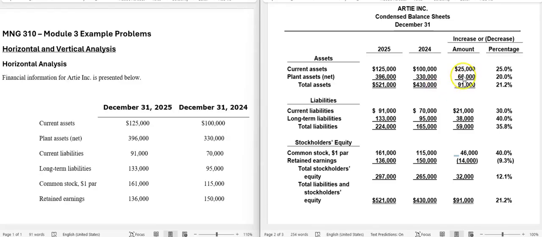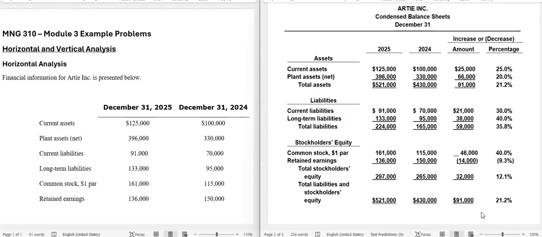Total assets, $91,000 difference. It was an increase. The percentage is the amount of the change divided by the base year. 21.2% increase. Okay, what we're doing is we're going to do line by line by line. And again, this was the only line item that had a decrease. Okay, so what we've done now is we have created or performed the horizontal analysis, which, remember, when we are analyzing, that is only the first step in the analysis process.